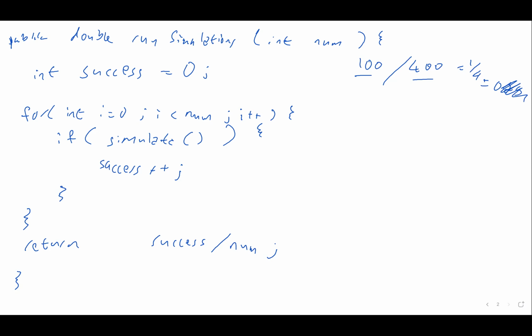And so if we look here, both success and num are int values. So there's two ways that we could fix this. We can typecast success as a double so that one of our two operands in this division is a double, then it will return a double value. Or alternatively, we could define success as a double instead of as an int.